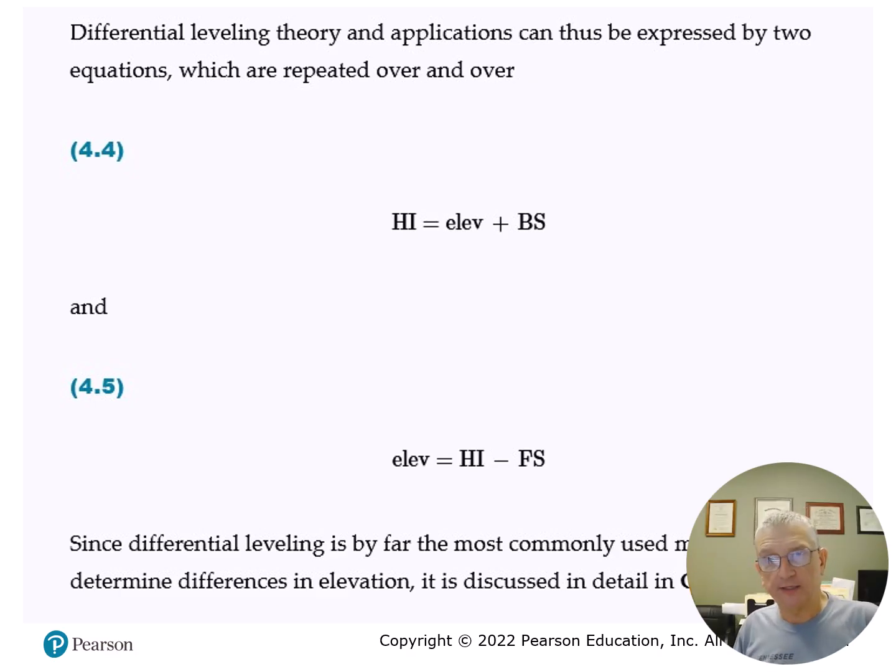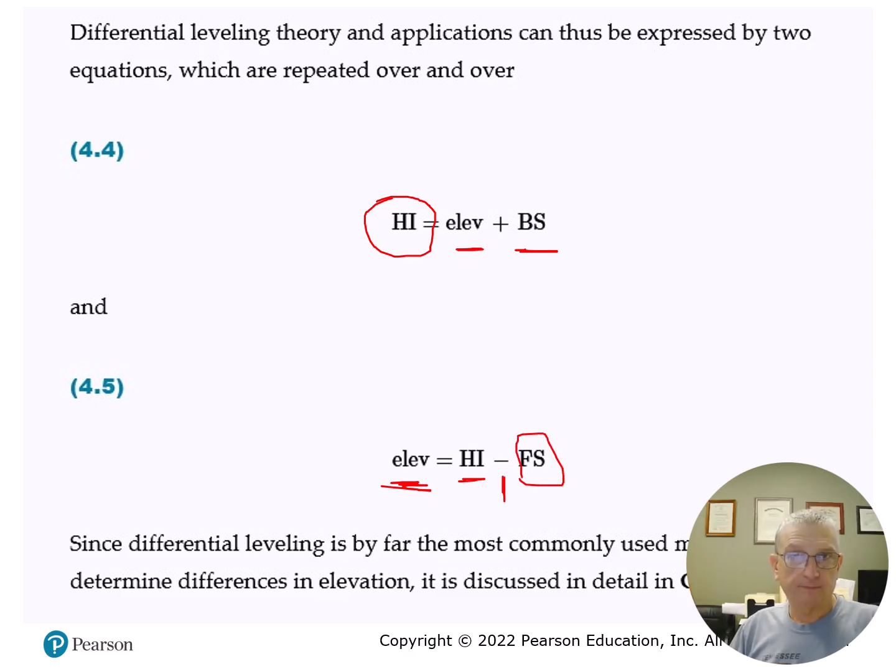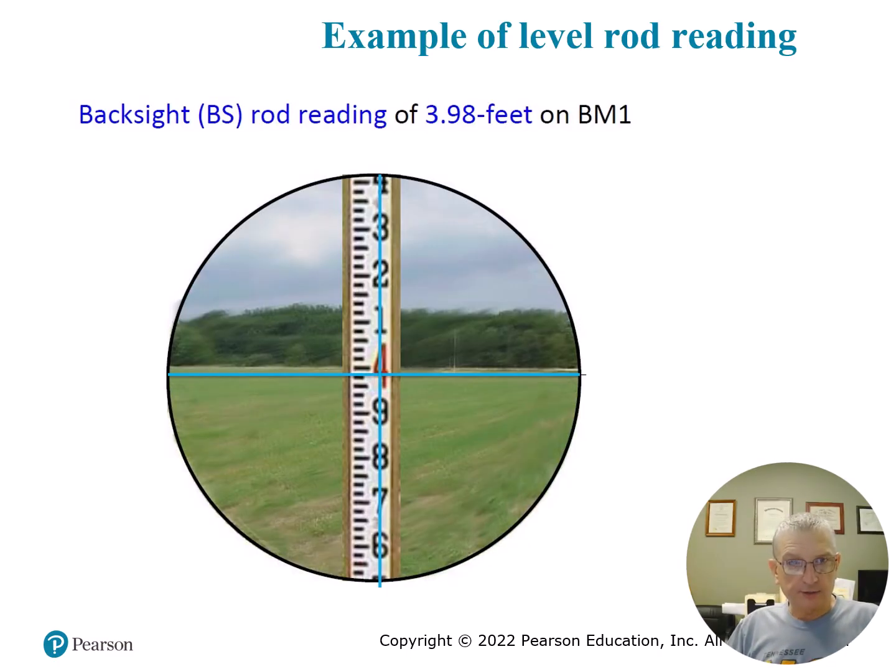So differential leveling theory and applications can be expressed by two equations which are repeated over and over. The first one we looked at: the HI, the height of the instrument, is the elevation of the benchmark plus the observed backsight. And then when we're looking forward, we don't have to just take one to get X. We could get the elevation of a bunch of different points once our HI is thus established. The elevation of our forward points would be the height of the instrument minus the rod reading of the foresight. So this is the essence of what we're doing. It is not complicated.